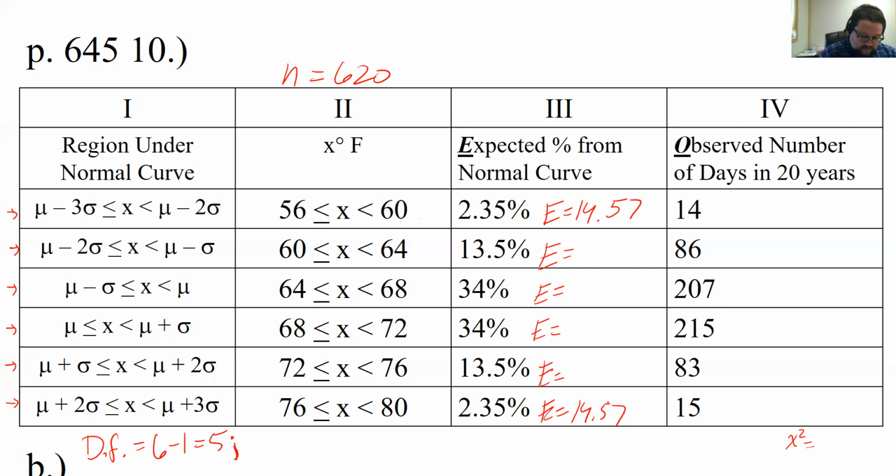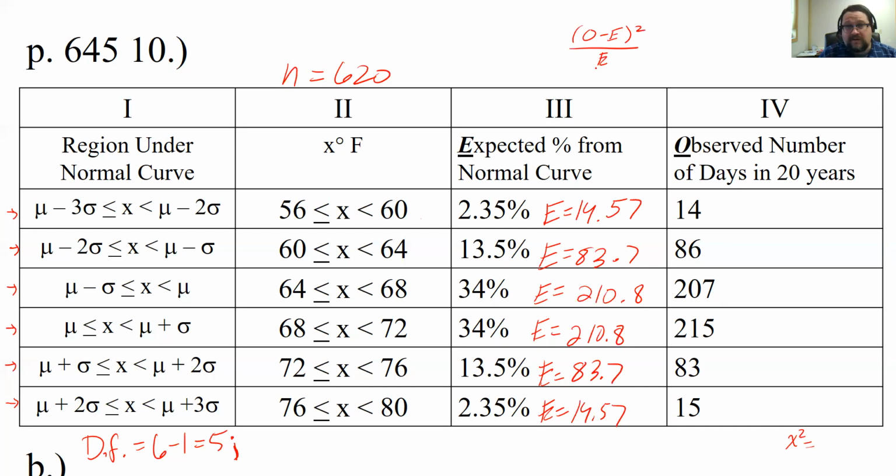0.135 times 620, 83.7, 83.7, and then 0.34 times 620. So 210.8, 210.8. Okay. And then I'm going to figure out the values here that I'm going to add up for my chi-squared. So remember how we do that? We take the observed minus the expected, squared, over the expected. And then we're going to add all those up.